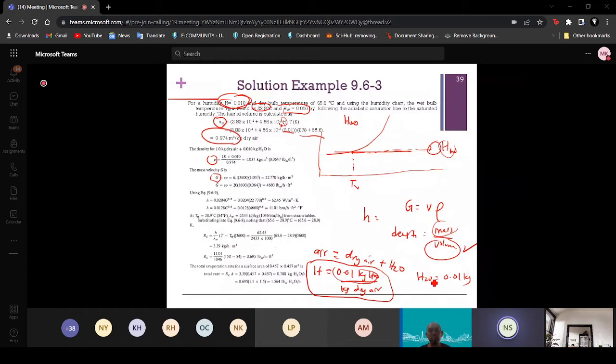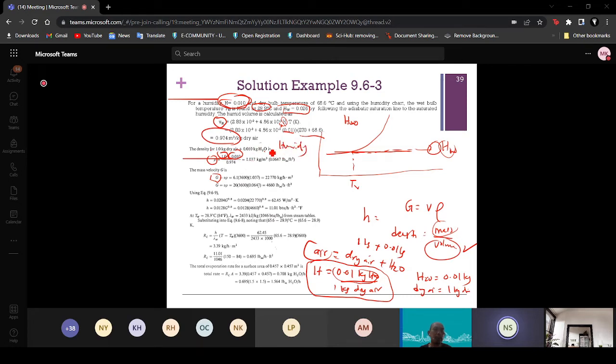0.01 kilo water. Okay, dry air, how much do you have? Over 1 kilo dry air. So you have 1 kilo dry air. To get the total mass of air, dry air plus water, so dry air 1 kilo plus 0.01 kilo. So you have 1 kilo dry air, 0.01 kilo of water. Where do we get this from? From humidity.